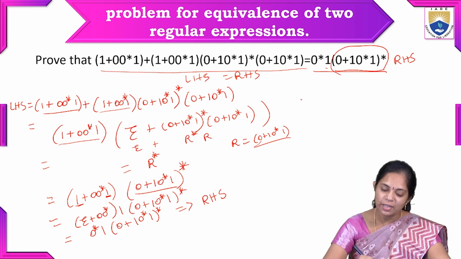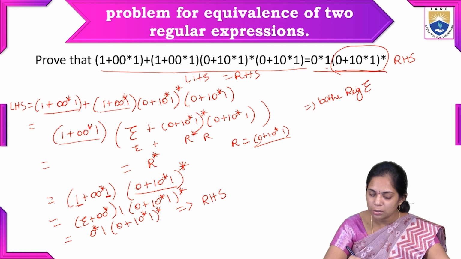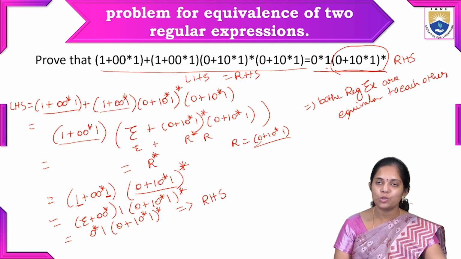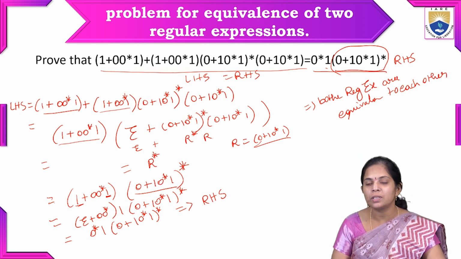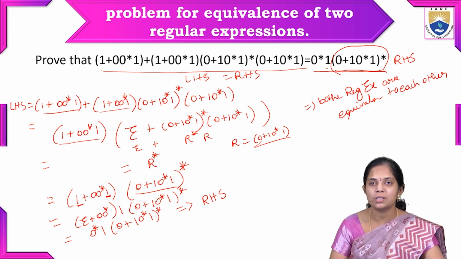So this states that both regular expressions are equivalent to each other. By substituting all these identities and using the concatenation operations, we get LHS is equal to RHS. Both regular expressions are equivalent to each other.